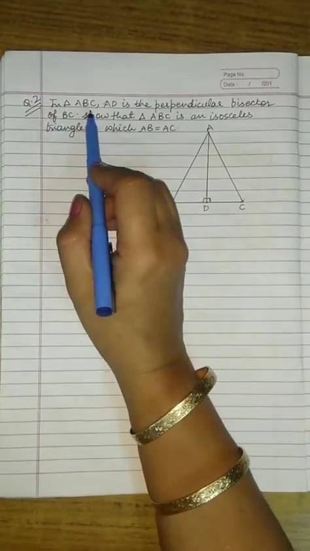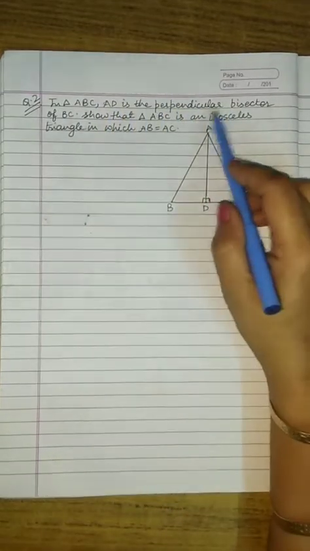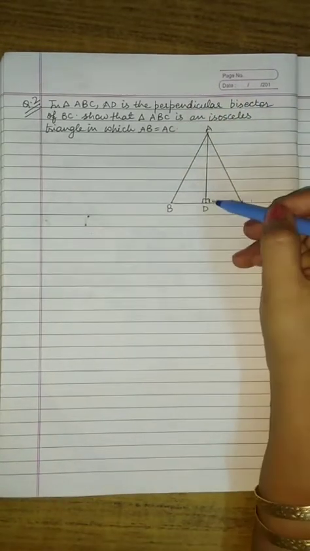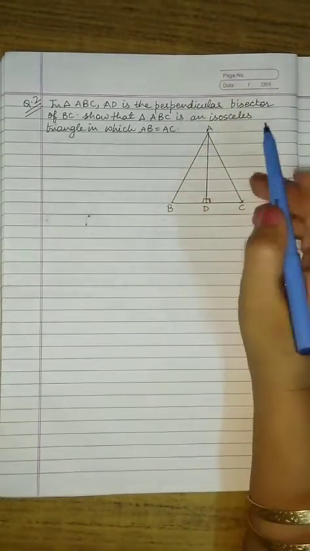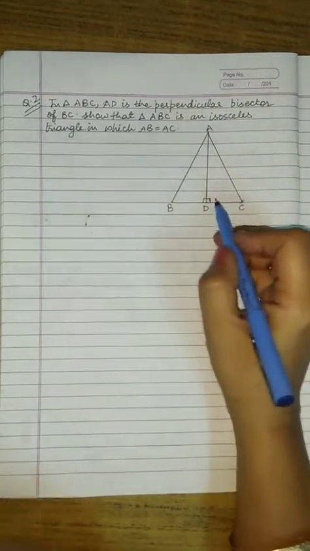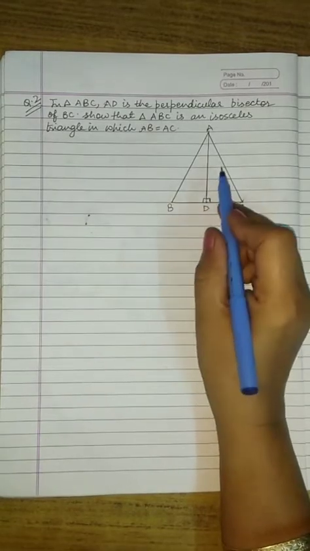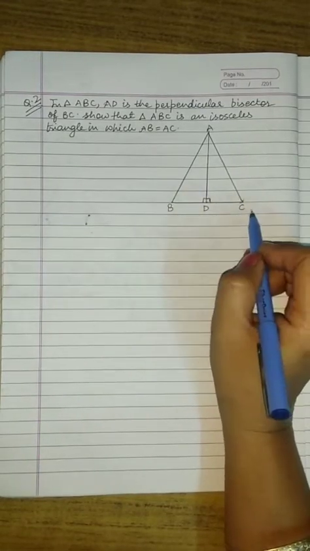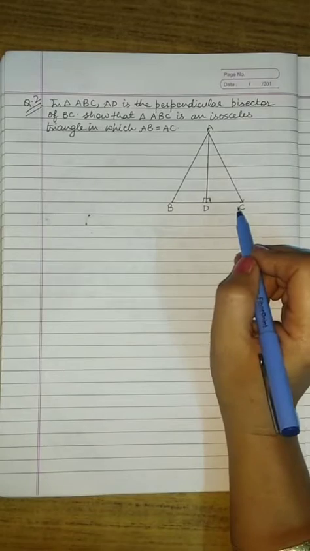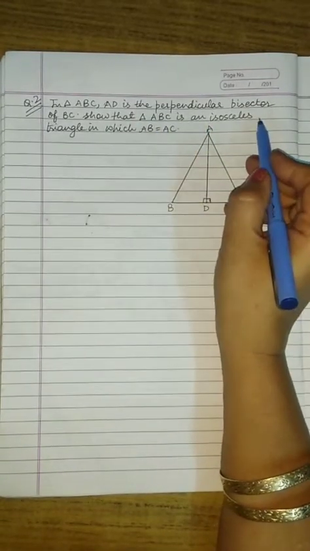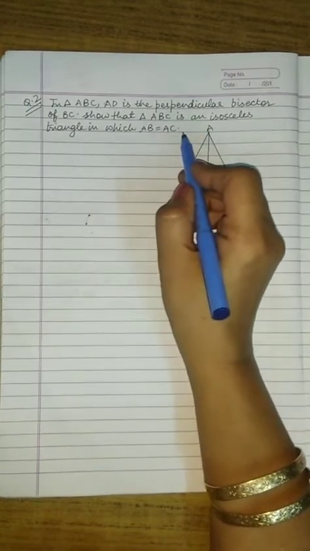Yes students, in question number 2 we are given in a triangle ABC, AD is the perpendicular bisector of BC. What is the meaning of perpendicular bisector? That is, AD is perpendicular to BC and it is the bisector of BC also. It means it is dividing line segment BC, or you can say side BC of triangle ABC, into two equal parts. So we have to show that triangle ABC is an isosceles triangle in which AB is equal to AC.